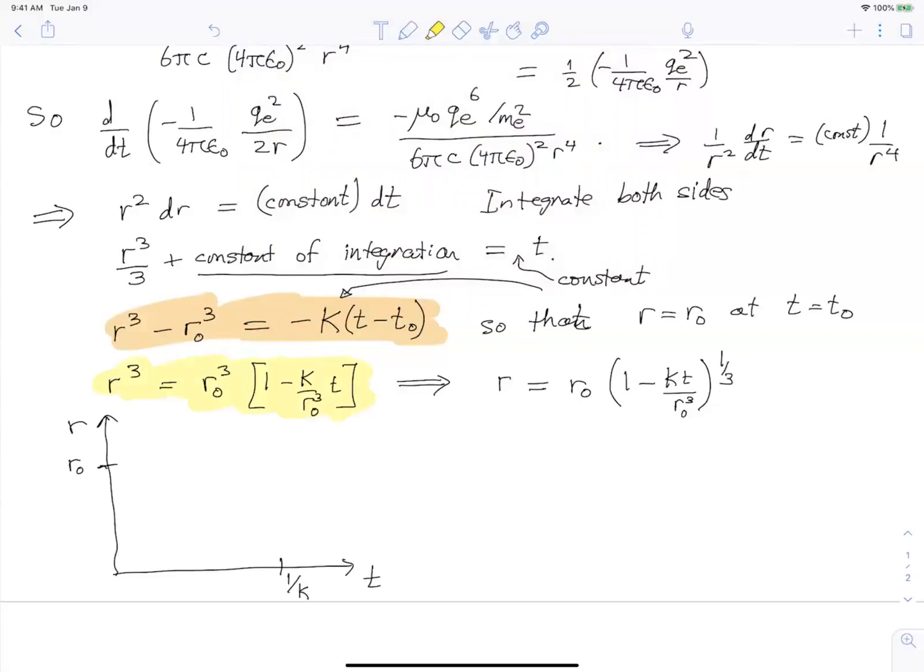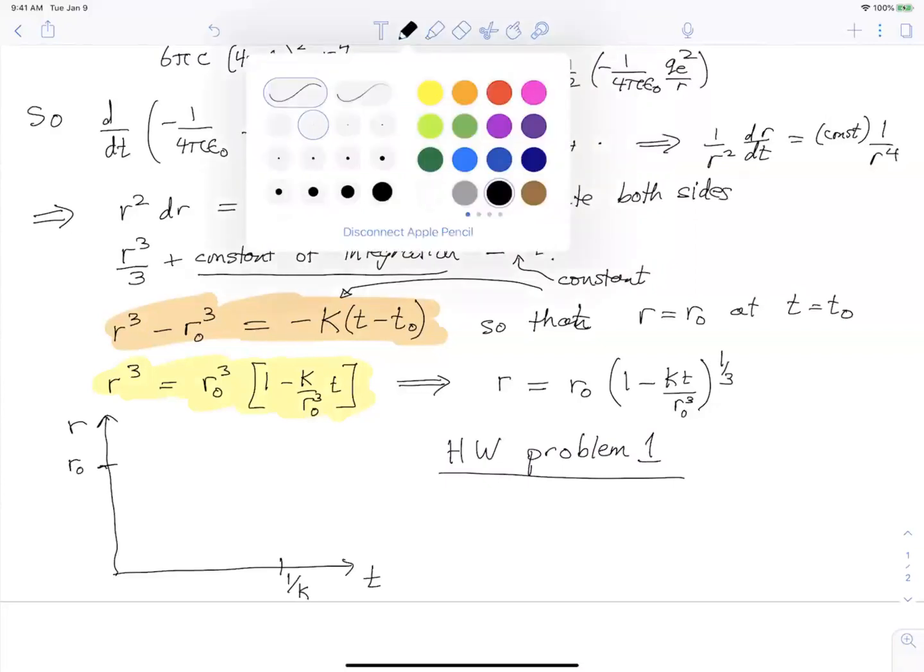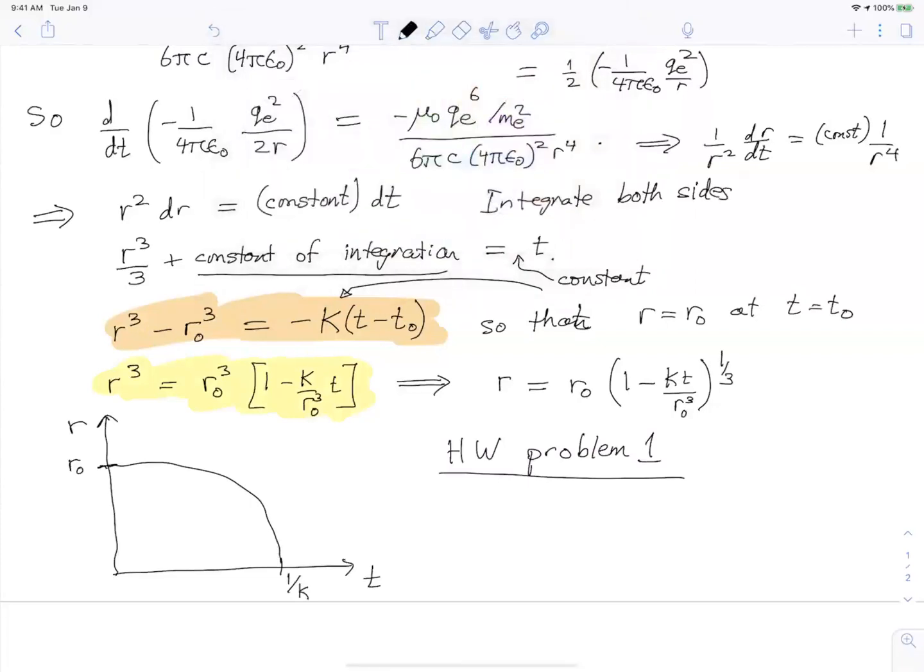So in any case, your first homework problem is to straighten out all the arithmetic, figure out what the constant k is, and figure out what is, if we graph this as a function of time, what is the lifetime of the hydrogen atom in this classical world? Okay, so the atom reaches r equals 0, which means the energy is minus infinity in a finite time.